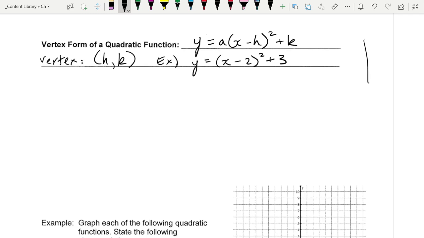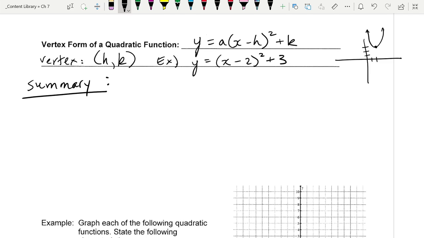So for example, if you had something like y equals x minus 2 squared plus 3, you would know that you had, make a quick sketch here, a parabola that has a vertex 2 to the right and 3 up. And remember that a tells you something too. If a is positive, the parabola goes up. If a is negative, the parabola goes down. And if a is not 1, then the parabola is either wider or narrower than an ordinary parabola, where a is 1.